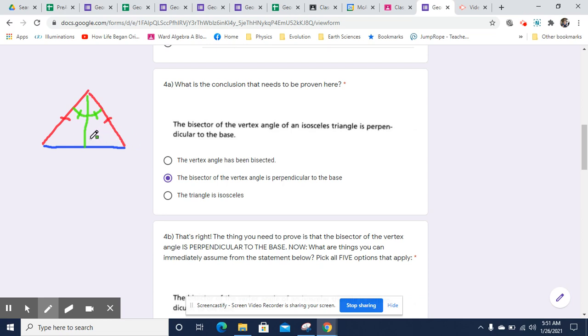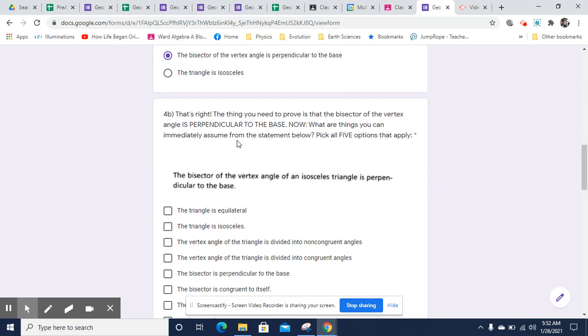What we're wondering about is, is this perpendicular to the base? And that's what you need to prove. This is the question mark. Okay, is that a right angle? Does that make a right angle with the base? Does that angle bisector of the vertex angle make a perpendicular segment to the base? That is what you're trying to figure out. And so that's the conclusion. Okay, so that's right. The thing you need to prove is the bisector of the vertex angle is perpendicular to the base. Now, what are things you can immediately assume from that statement below?